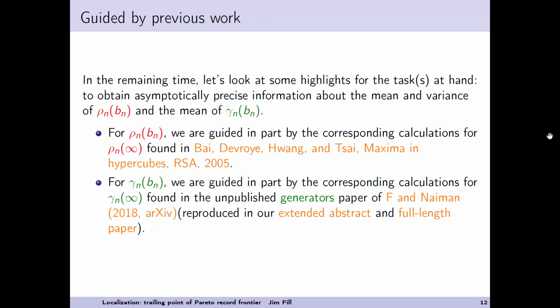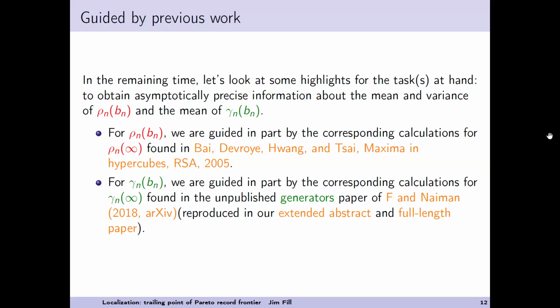Okay, in the little bit of time I have left, let's look at some highlights for the tasks at hand: to obtain asymptotically precise information about the mean and variance of rho n of b n and the mean of gamma n of b n. For rho n of b n, we're guided in part by the corresponding calculations for the number of maxima, or current or remaining records, at time n with no restriction about the size. I'll call that, naturally enough, rho sub n of infinity.